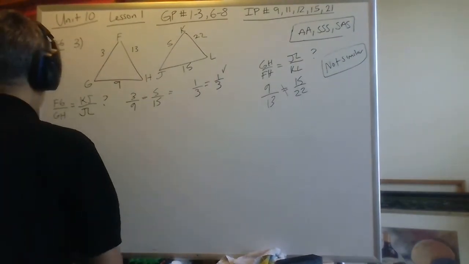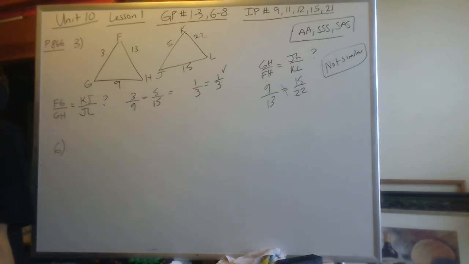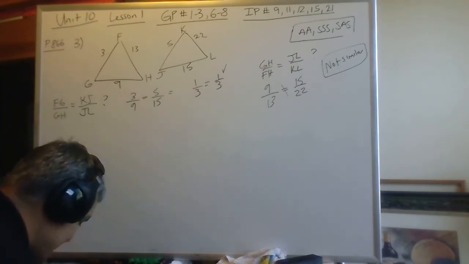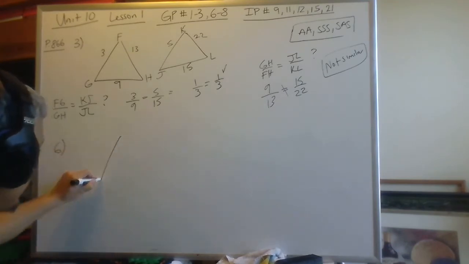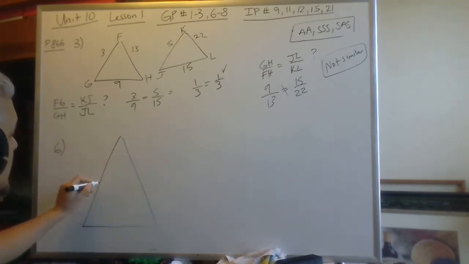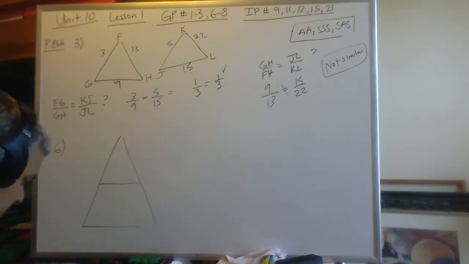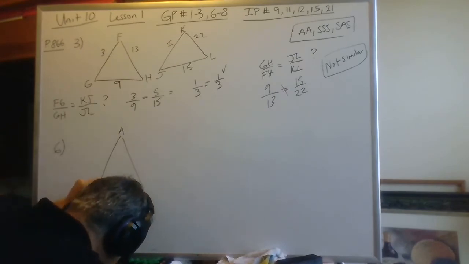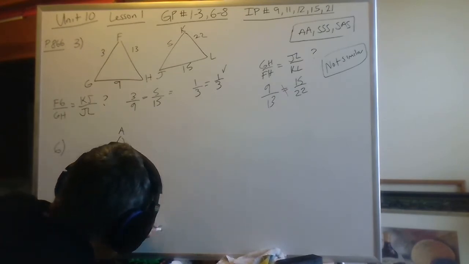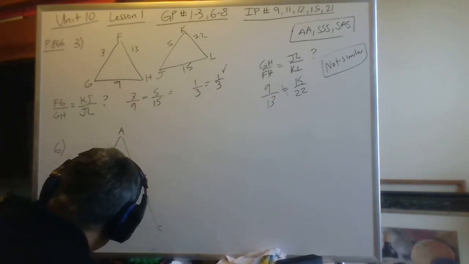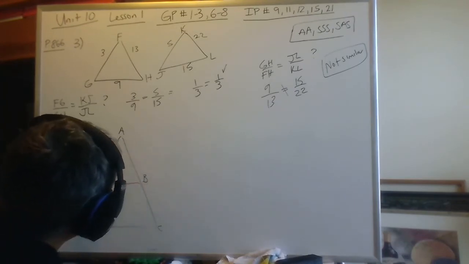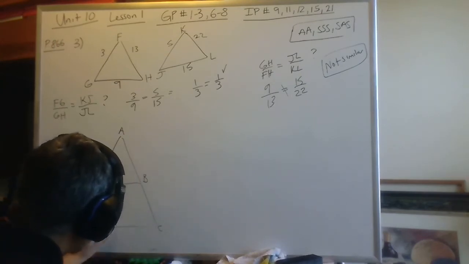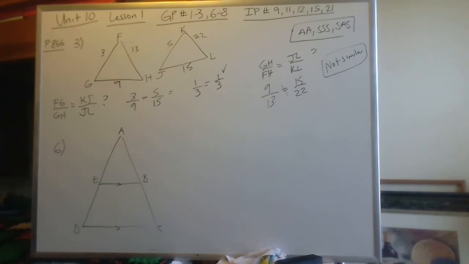So problem 6 says identify the similar triangles, find each measurement. So we have a smaller triangle connected to a larger triangle. So we have triangle A, B, C, D, and E. So we have triangle ABE and triangle ACD. And it says that these are parallel. That's why it has the lines that are drawn like that.